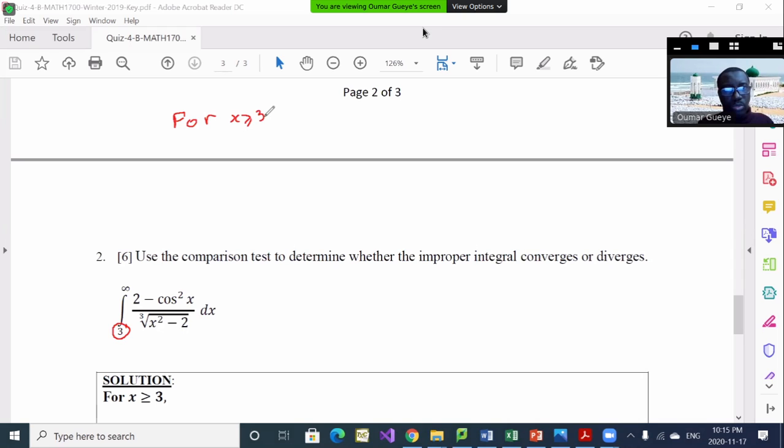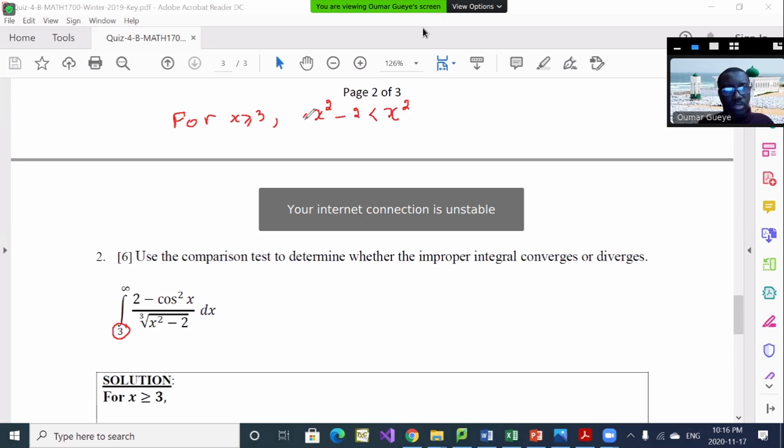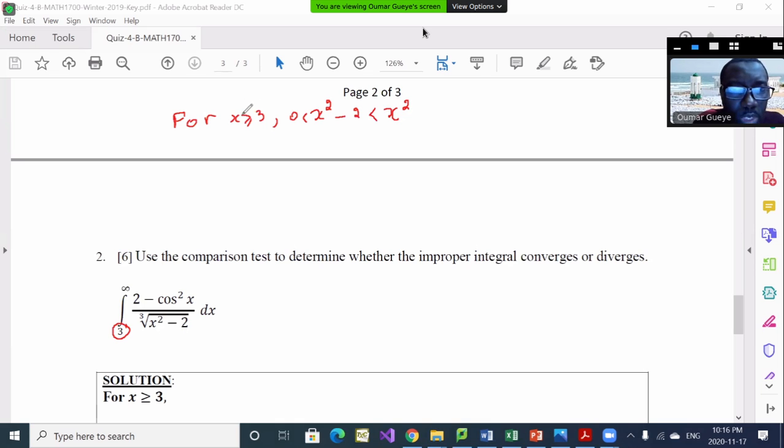So you guys can see your integral starts at 3 and goes to positive infinity. So I can say, okay, for x greater than 3, which means for all x belonging to the interval, x squared is also positive, right? Because the smallest value of x is 3, and 3 squared is 9, minus 2 is 7. It means the smallest value of this is 7, which is positive, and it's less than 9.